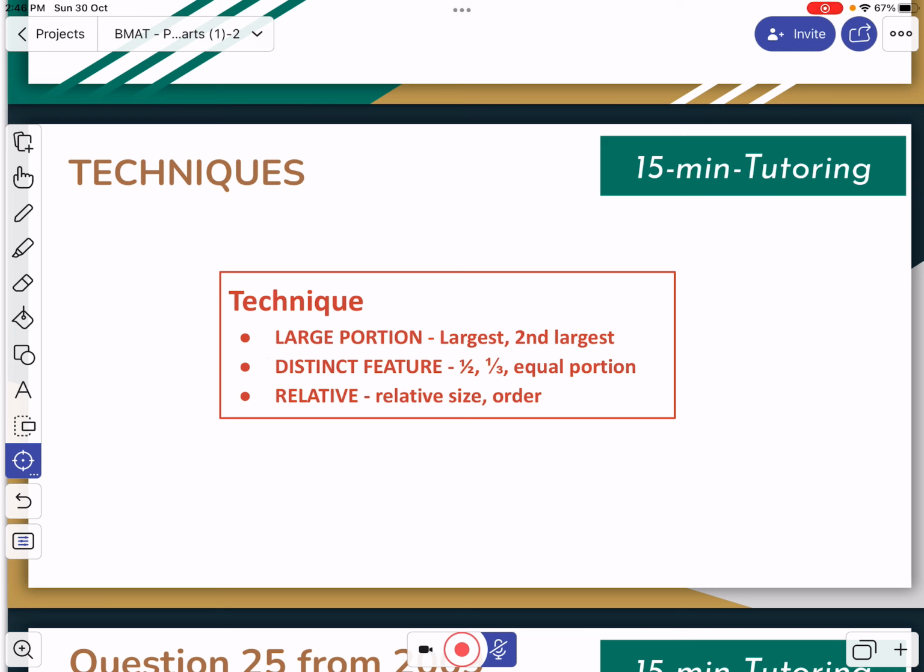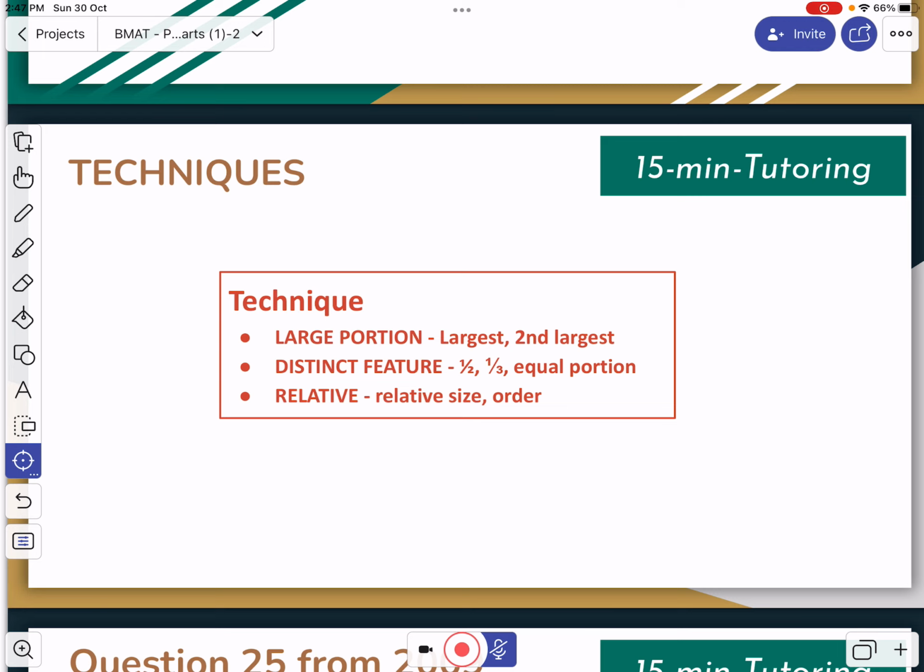Distinct feature. If you have a graph with, for example, a pie chart with something of equal portion, or you have one category which is 1/2 or 1/3 of the total, that will be easier to spot by the eye. Okay, distinct feature. And finally, relative.